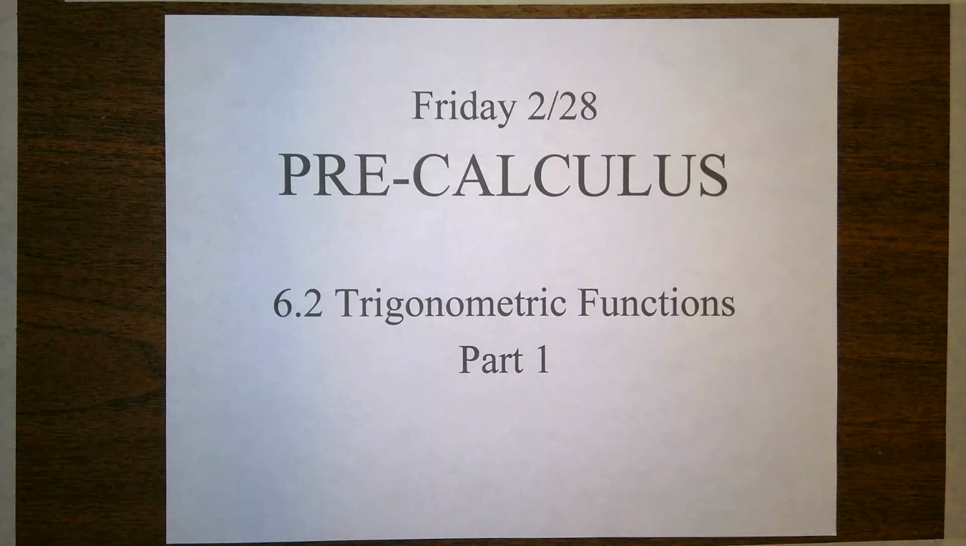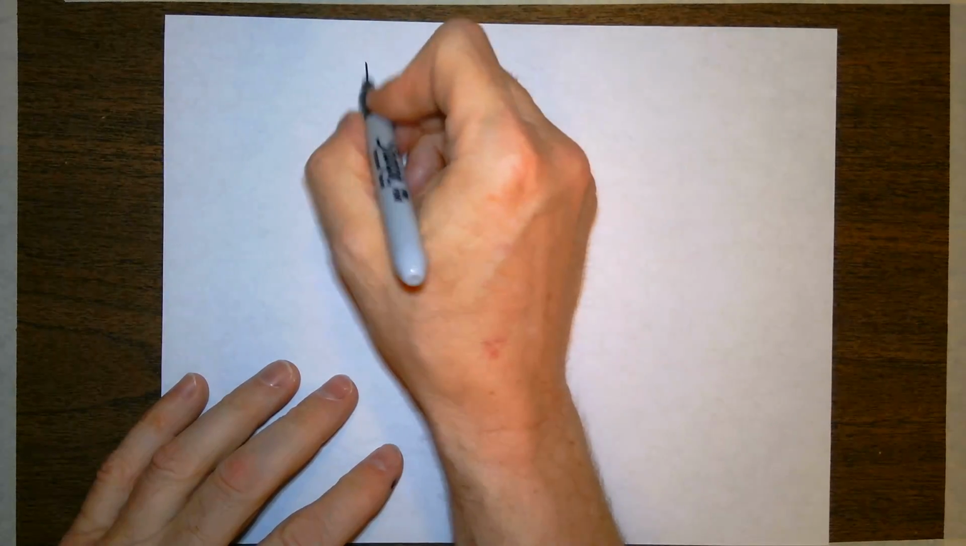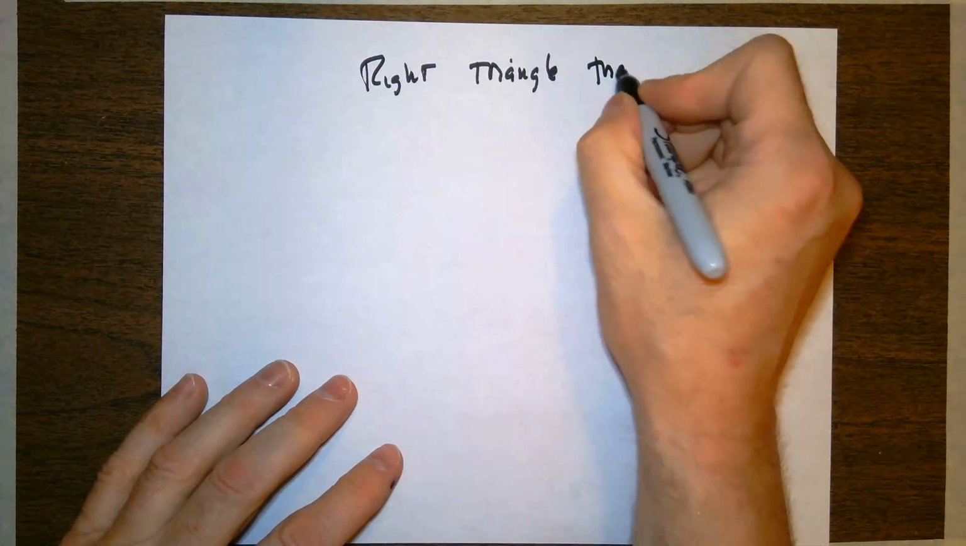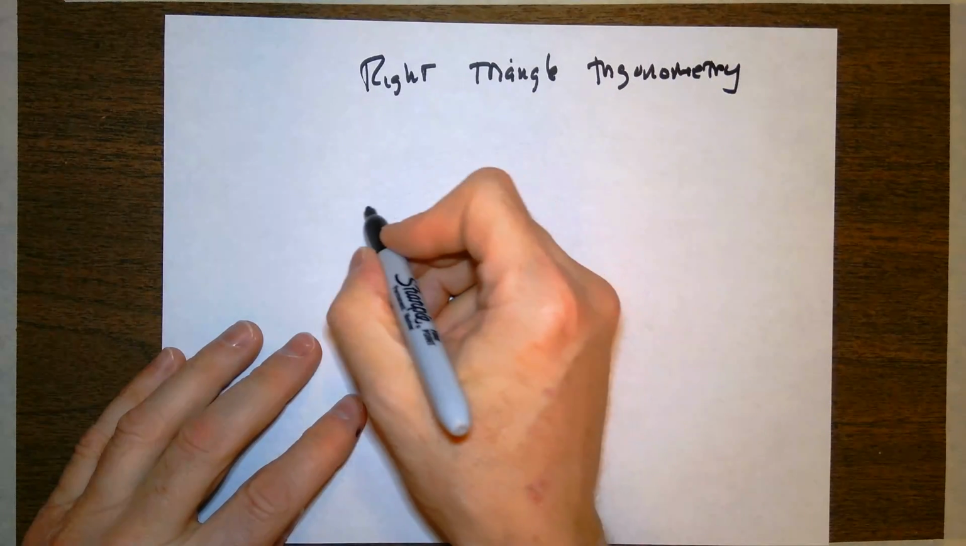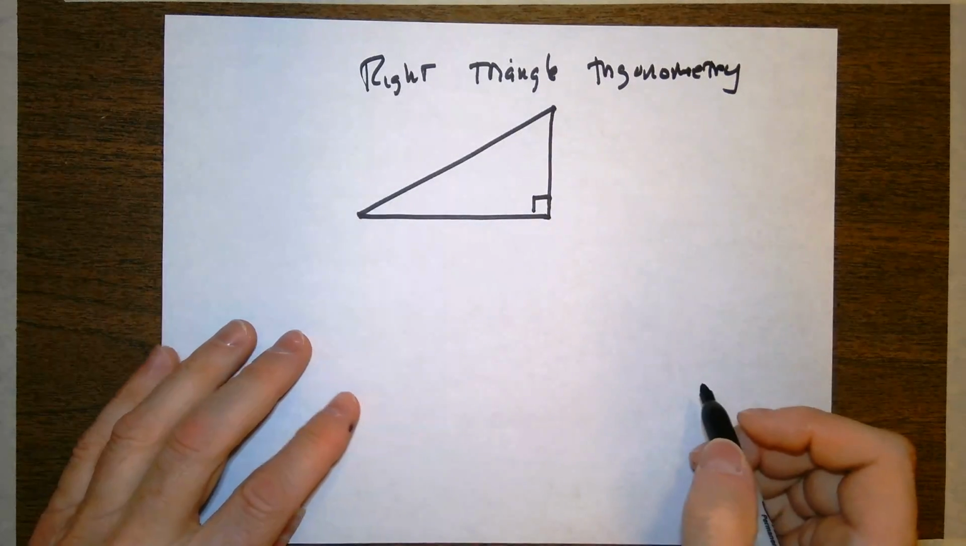Good morning, pre-calculus. Right, today we're going to continue looking at our trigonometry. We're going to look at the trigonometry functions, right triangle trigonometric functions. As we look at what we call right triangle trigonometry, right now we're going to limit ourselves to just what is happening in nice, well-behaved right triangles.